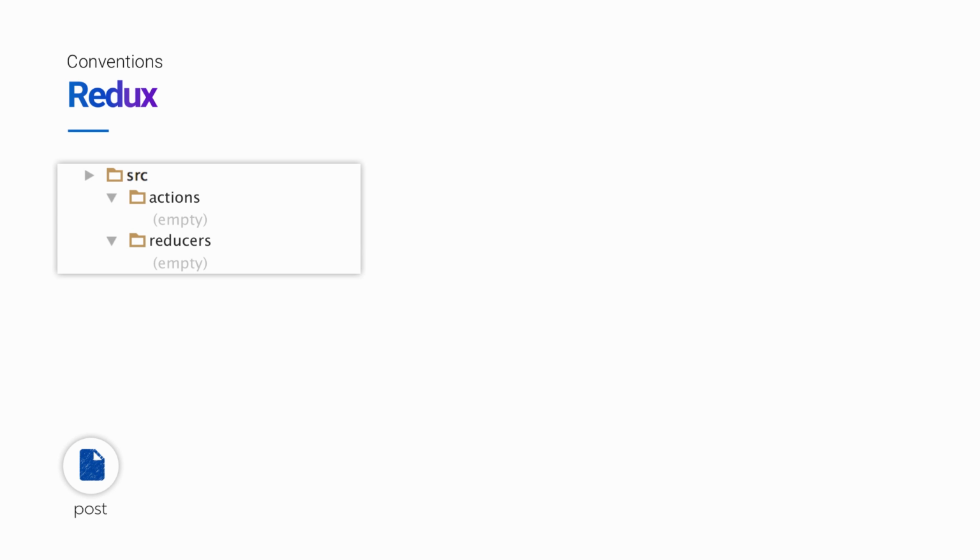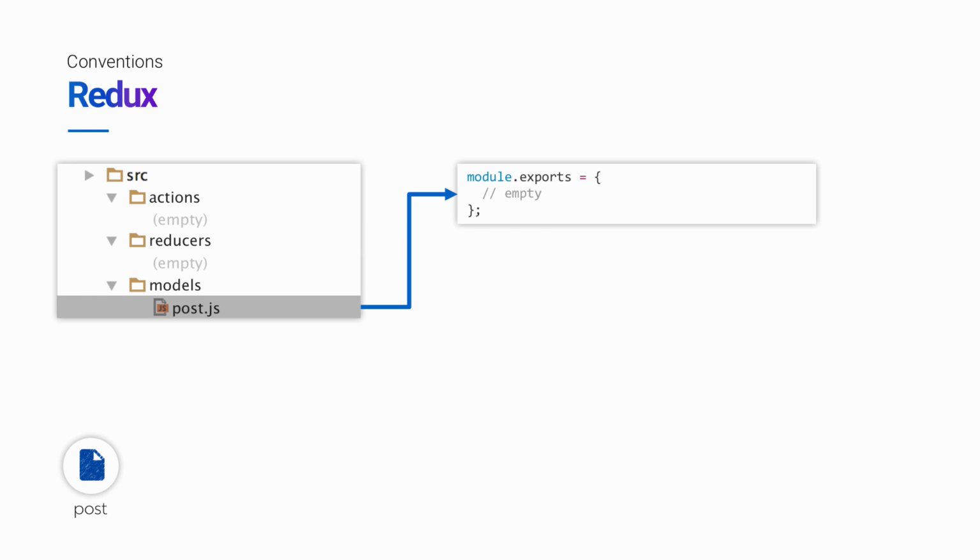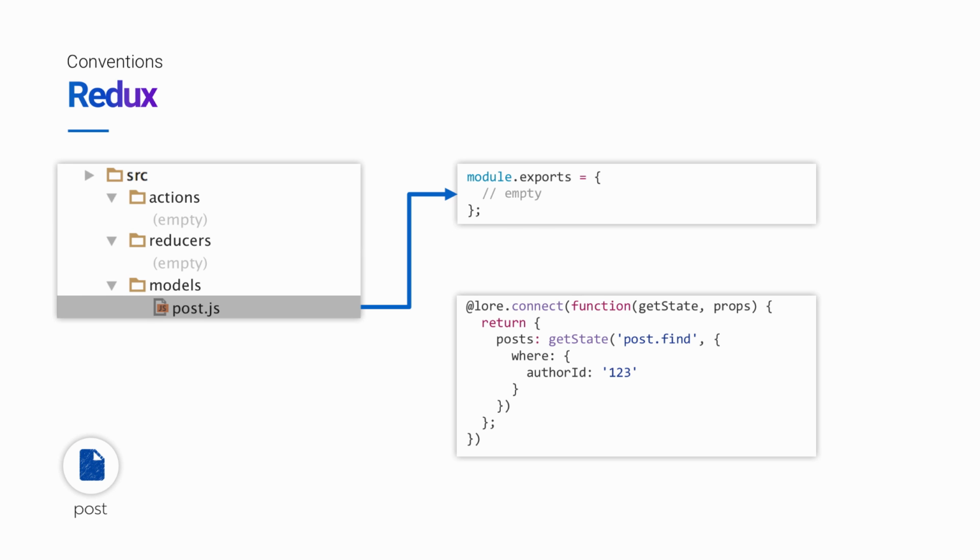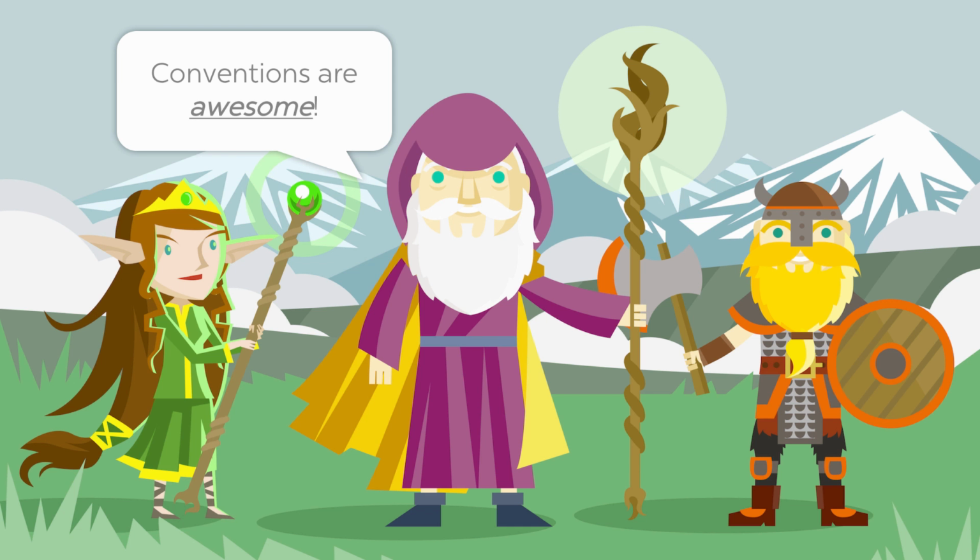So when you need to interact with an endpoint in Lore, the standard flow is to add a model, which will start off empty, and then wrap your component in the connect decorator and declare what piece of state you need, and the data will automatically be passed to your component. And so the takeaway here is that conventions can be pretty awesome. With some sensible defaults and the right abstraction layers, they can enable a small amount of code to become an enormous amount of functionality.